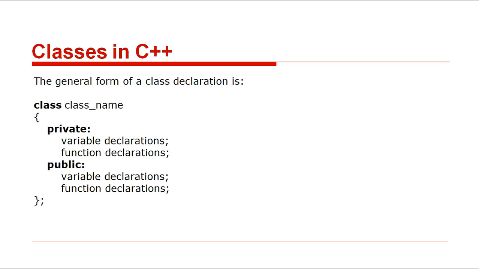Access specifiers are also called visibility modes. Clear? There are three types: public, private, and protected. First, public. The public keyword can be used to allow objects to access the member variables of the class directly.